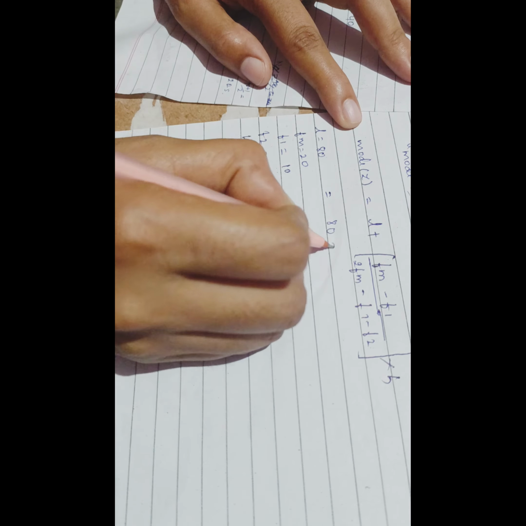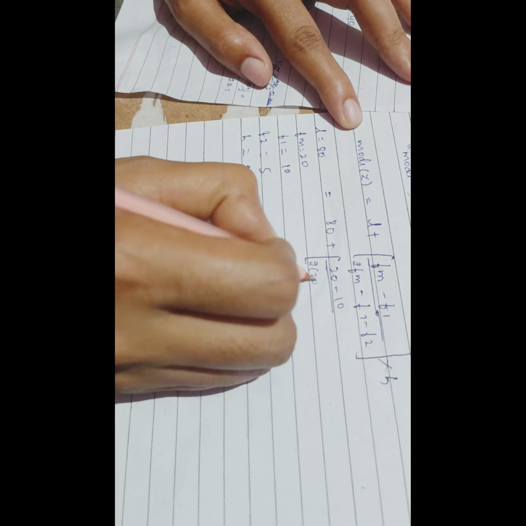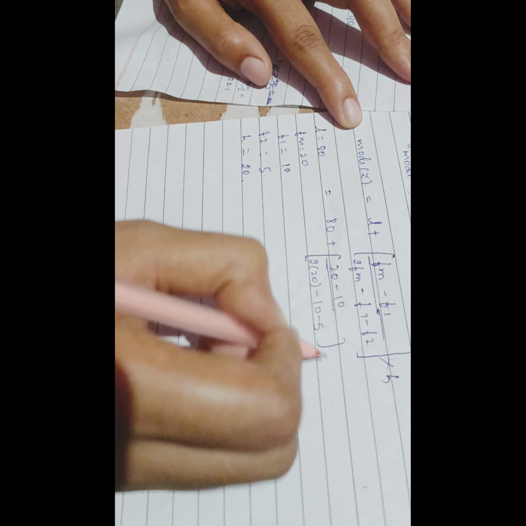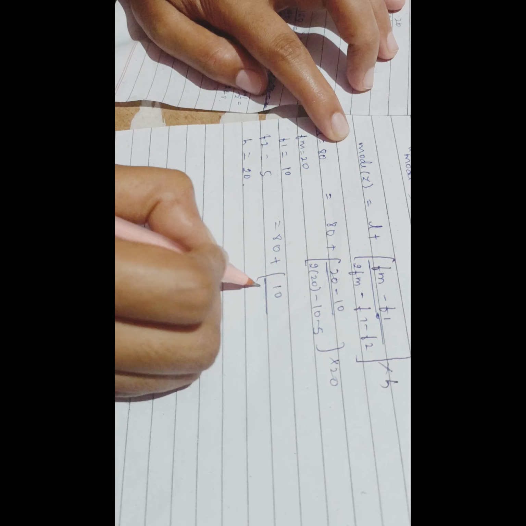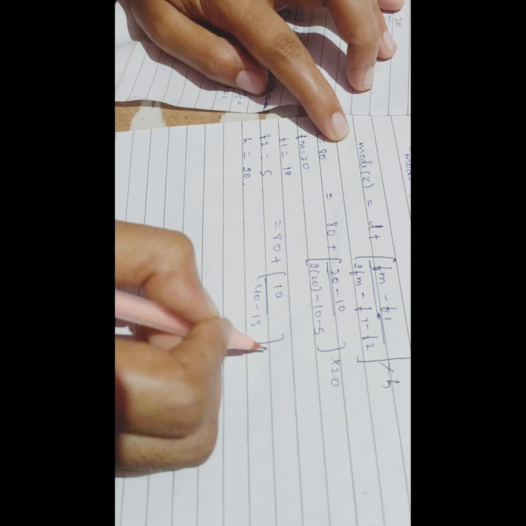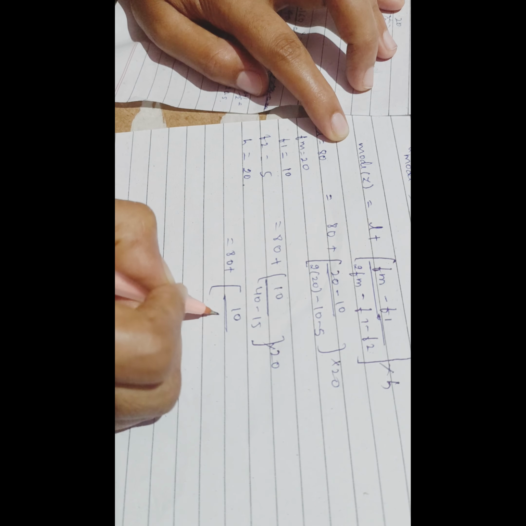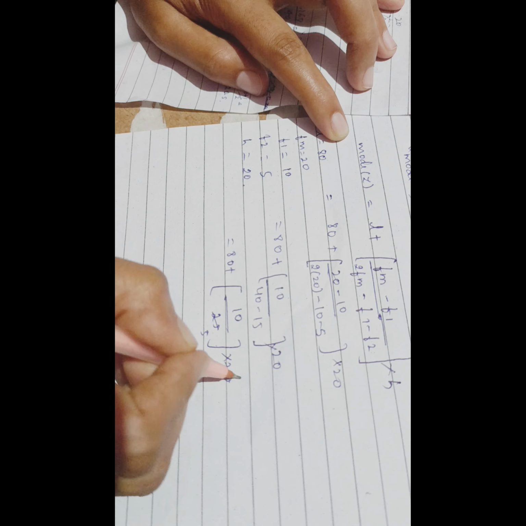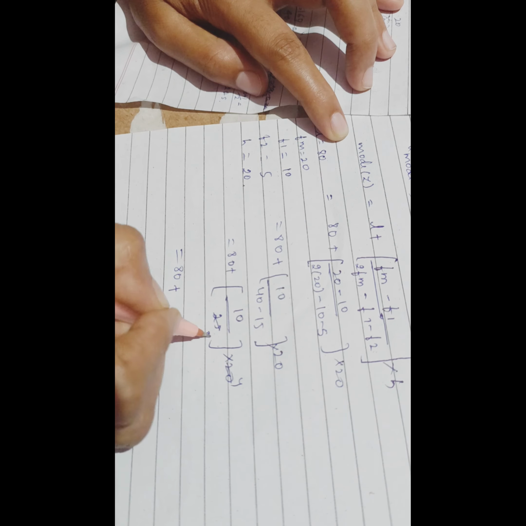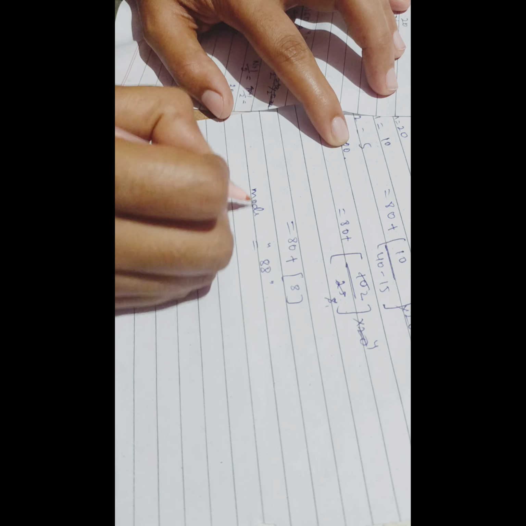So 80 plus (20 minus 10) divided by (2 into 20 minus 10 minus 5) into 20. That is 80 plus 10 divided by (40 minus 15), which is 25, into 20. We cancel each other: 5 fours are 20, so 80 plus 8. So we get the value of the mode as 88. Mode is equal to 88.